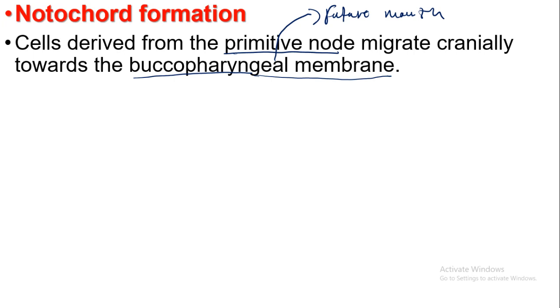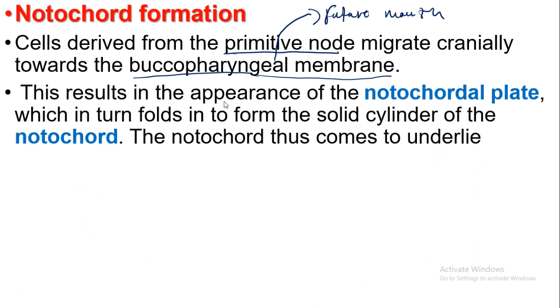Migrating cranially toward the buccopharyngeal membrane. Now, this results in the formation of what we are calling the notochord plate. And this notochord plate will form a solid-like cylinder. And this solid-like cylinder is the one which we are calling the notochord.